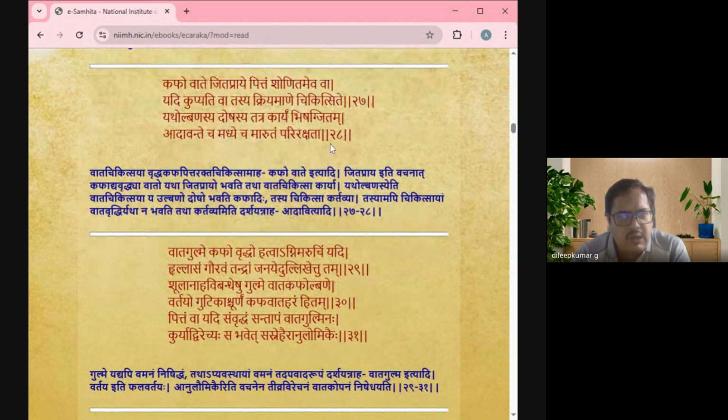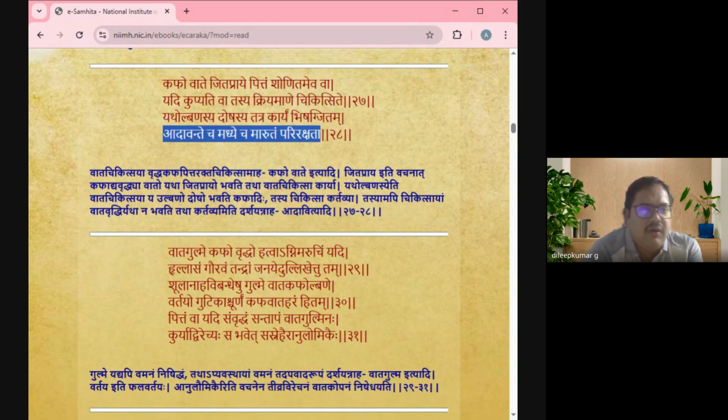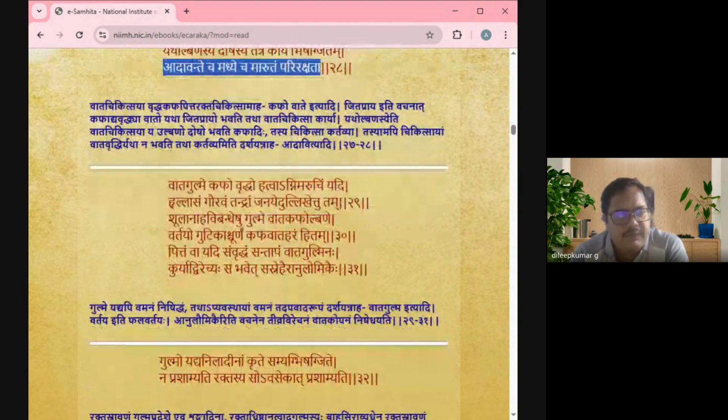Ado ante madhye cha marutam parirakshata. This is the important thing. During the starting of the treatment, during the treatment or after the treatment, in due course of treatment, always protect Maruta. Marutam parirakshata, this may come as an entrance point. Ado ante cha madhye cha marutam parirakshata is in the context of Vatavyadi, Gulma, Grahani, etc. So you should select Gulma. These sentences are important, so make a note of this.